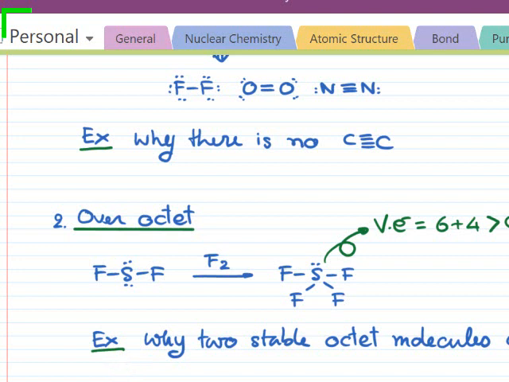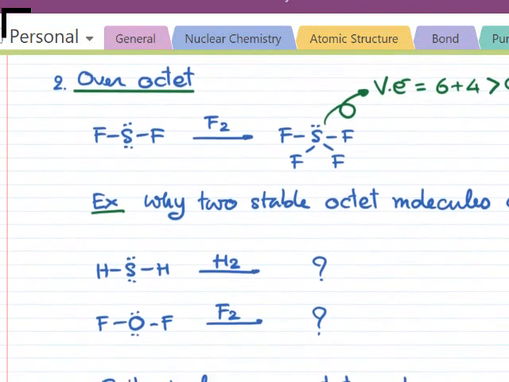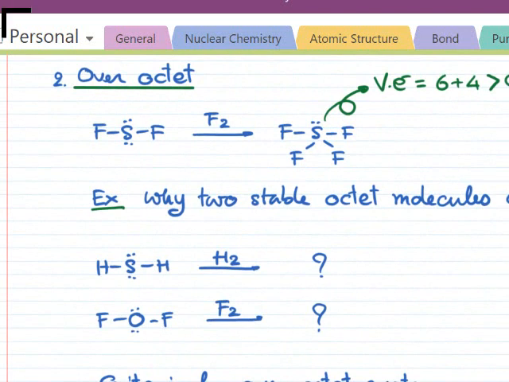So why? There are actually 2 criteria for the over-octet system. First of all, in this H2S case, as you can see, at least the EN of the ligand or the terminal atom has to be higher than the EN of the central atom, because the ligand can then take electron from the central atom and force the central atom to be over octet. But another criterion in the system of OF2 is more important.